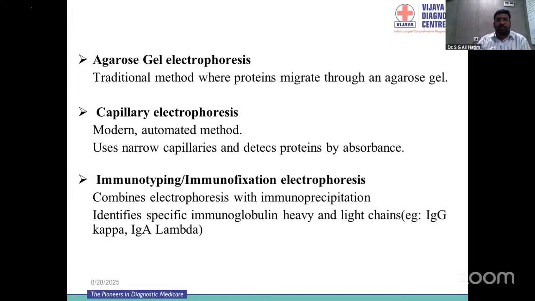Coming to immunotyping or immunofixation electrophoresis, it is a combination of electrophoresis and immunoprecipitation. So after running electrophoresis, to know which type of heavy chain or which type of light chain is there, like IgG kappa or IgG lambda or IgA lambda or IgM lambda, to identify and specify one immunoglobulin, we use immunotyping.